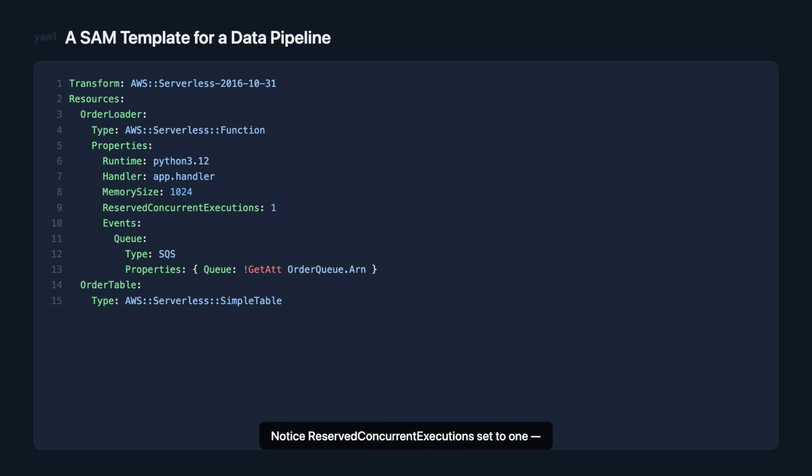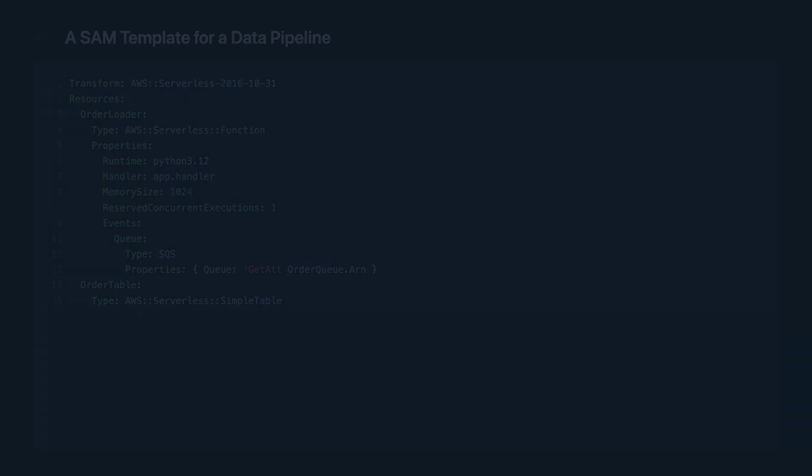Notice ReservedConcurrentExecutions set to 1. That caps this loader at a single concurrent invocation, which protects DynamoDB from a burst of writes. The same setup in raw CloudFormation would be roughly 50 lines.